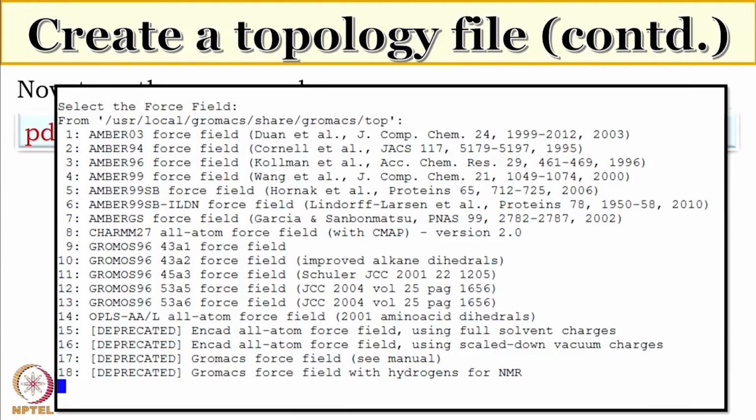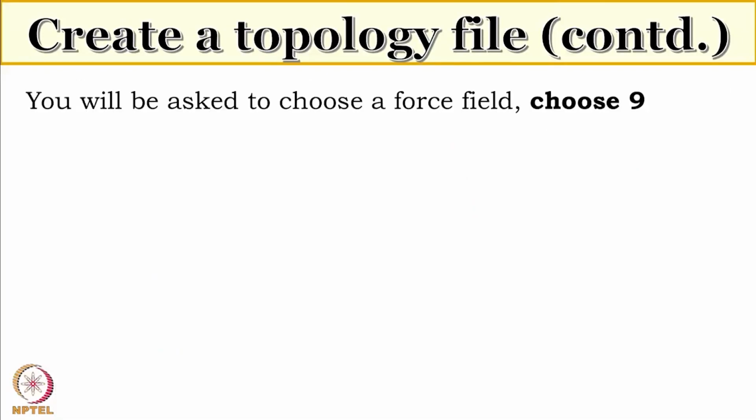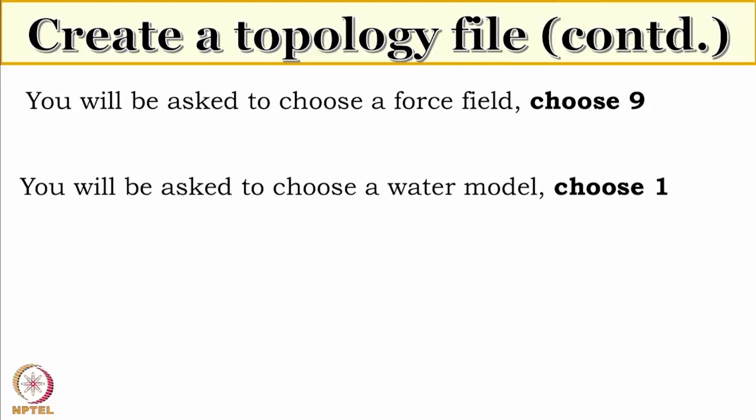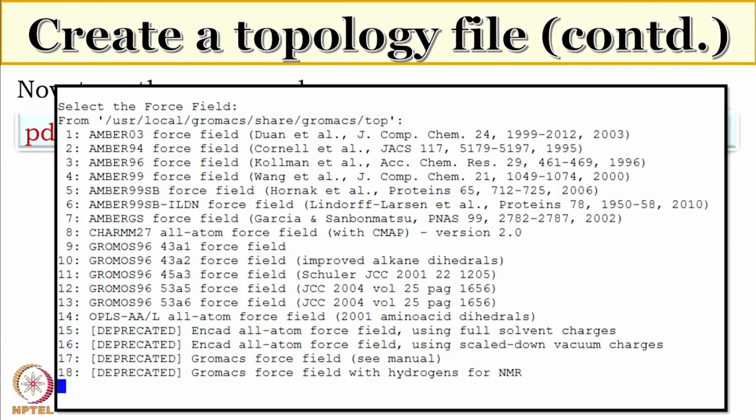After I type the command, something like this will be displayed on the screen, asking me to select a force field from a number of force fields already given. There are AMBER, CHARMM, GROMOS, OPLS, all kinds of force fields available. We just have to give the number of the force field. We choose 9 here, which is the GROMOS 43A1 force field. Similarly, one can choose a different force field as well. All the references are given there.